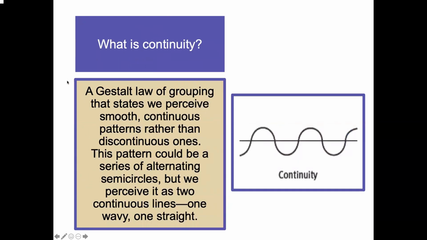So another concept of grouping in Gestalt law is continuity. We perceive smooth, continuous patterns rather than discontinuous ones. This pattern could be a series of alternating semicircles if you really look at it, right? It's just semicircle on the bottom, semicircle on the top, semicircle on the bottom, semicircle on the top. But our brains perceive it as 2 continuous lines, one wavy and the other one straight. And that is the principle of continuity.